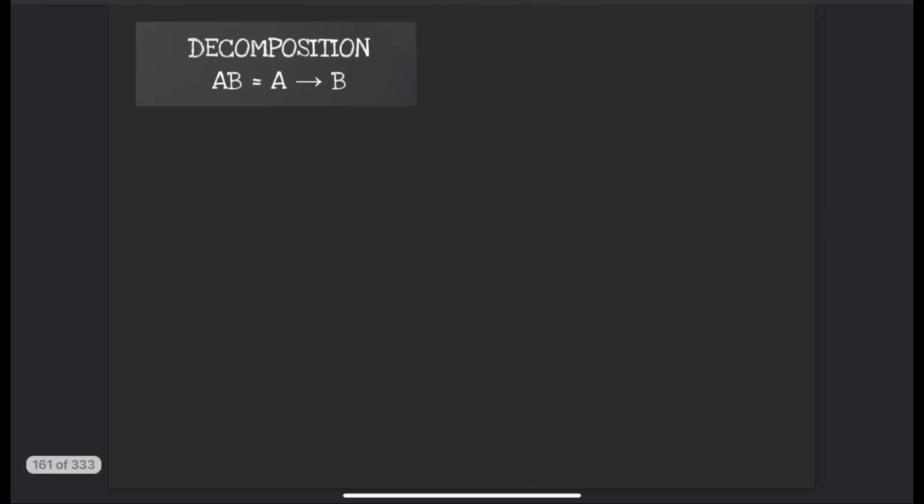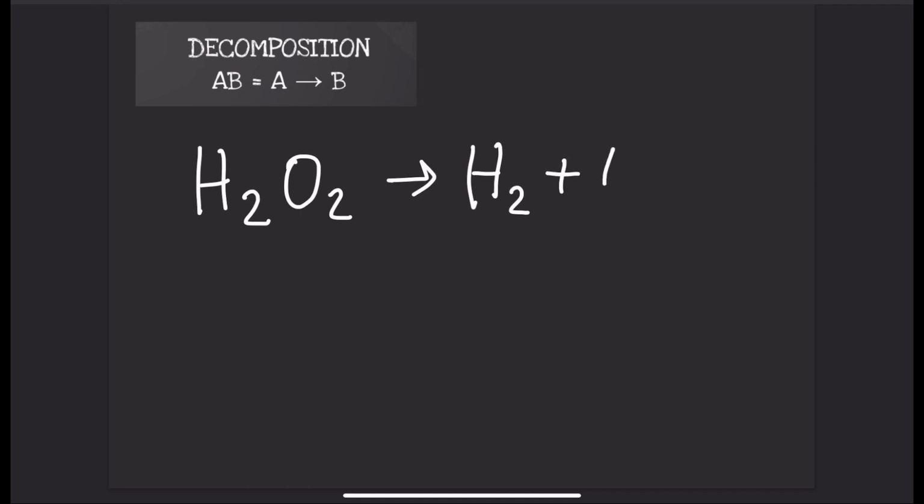So let's go to decomposition. We start with a compound. Let's start with hydrogen peroxide. If you just leave it out, it will naturally separate into hydrogen and oxygen. So that is decomposition. What was once a compound has now become single elements.